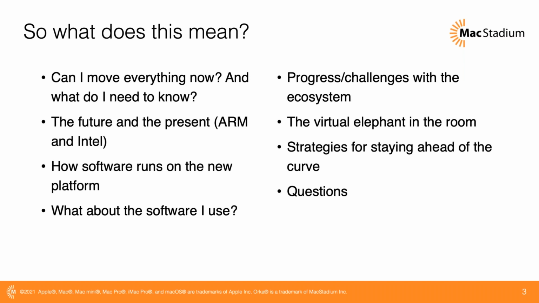So this is what we're going to cover today. This is what it means. And it's the questions that most people that we talk to have. It's, hey, cool, this is awesome, it's super fast. Can I move everything now, and what do I need to know about that? Where are we now and where are we going with ARM and Intel? How does the software work on this stuff? What issues am I going to have? What progress and challenges do you see in this ecosystem? And there's some rumors about virtualization. What is that all about? And how do we stay ahead of this? And then we'll get to questions at the end.